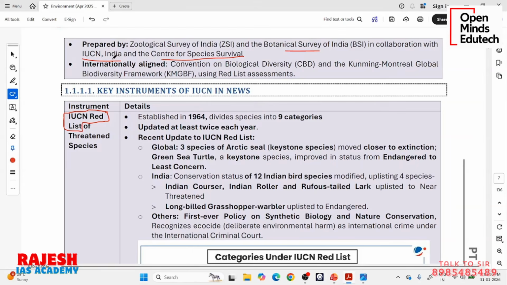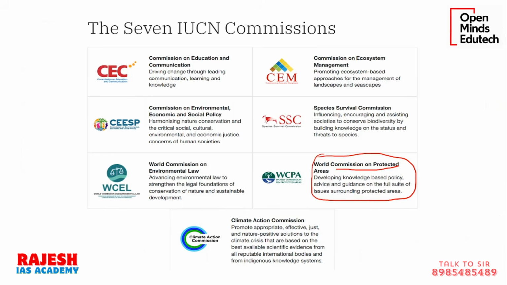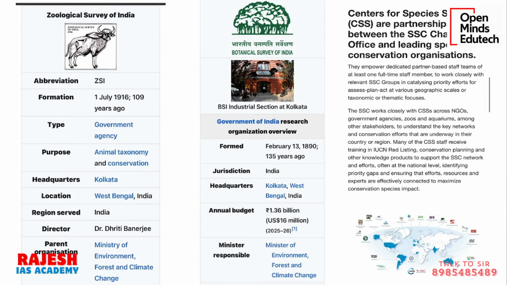Now, whenever you see a body like this in news, like Zoological Survey of India, just go and read a brief about it, basic facts about it. Then it will be covered in prelims. Like you can see here, what is Zoological Survey of India? It was formed in 1916. Its purpose is to research on animals and conservation of the animals in India. It is in Calcutta and it is under Ministry of Environment, Forest and Climate Change.